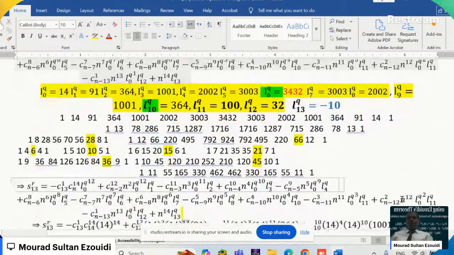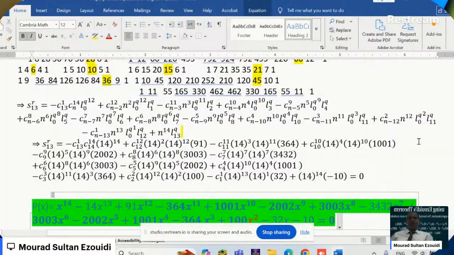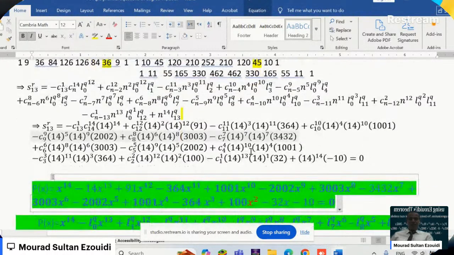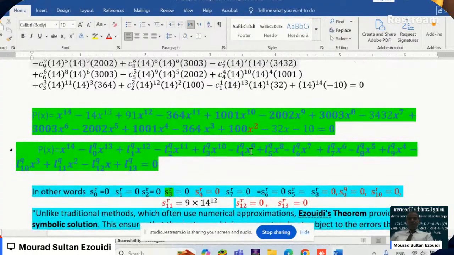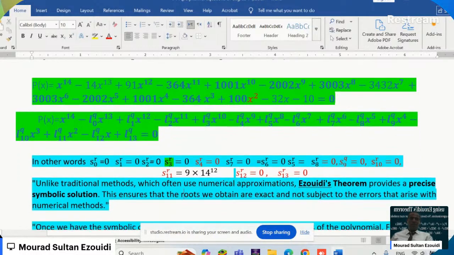Now I'm going to calculate this. The last coefficient I already calculated, and the value of this here is going to be equal to n. So here we can say that S0 is equal to 0, S1 equal to 0, S2, S3, S4, S5, S7, S8, S9, S10, but S11 is equal to 9 times 14 squared plus S12 raised to the power r equals 0, S13 equals 0. Now, professors, just here in this polynomial, instead of writing L0, I write S0, S1, and so on. Okay, so here I should continue.